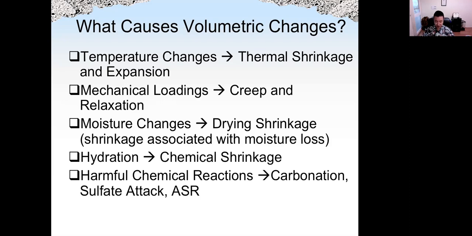Moisture change, for example, drying shrinkage. That's the shrinkage dealing with moisture loss of concrete. Hydration, which is the chemical reaction between cement and water, will cause volume change of concrete. In that case, we call that chemical shrinkage. And harmful chemical reactions, carbonation, sulfate attack, and ASR, all will cause concrete to either shrink or expand.